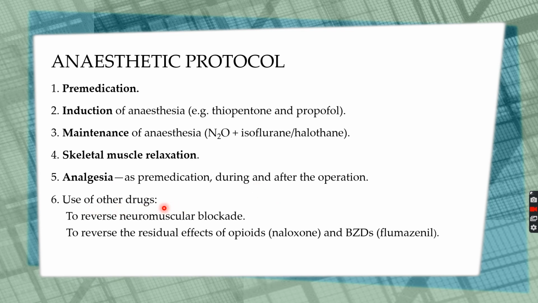Other drugs which are used as part of the anesthetic protocol are drugs to reverse the neuromuscular block, and to reverse the residual effects of opioids, that is naloxone, which is its specific antidote, and flumazenil, which is the specific antidote of benzodiazepines.